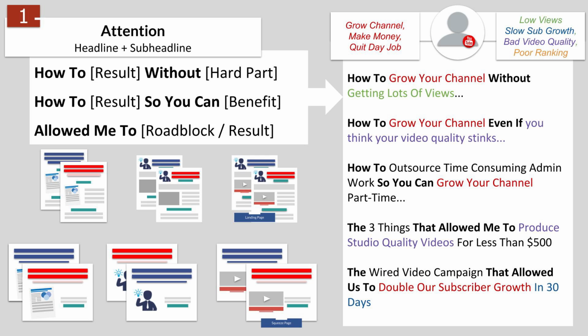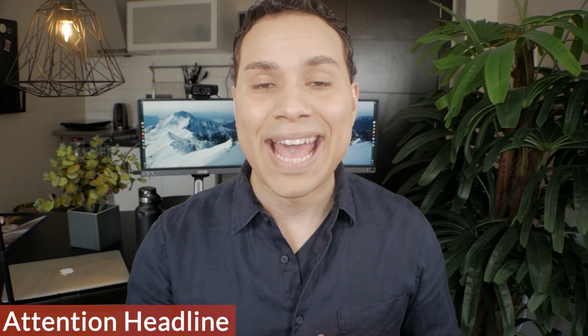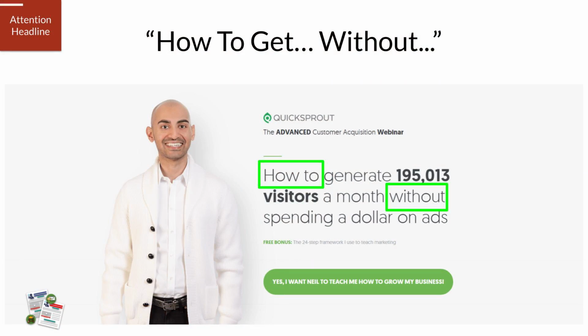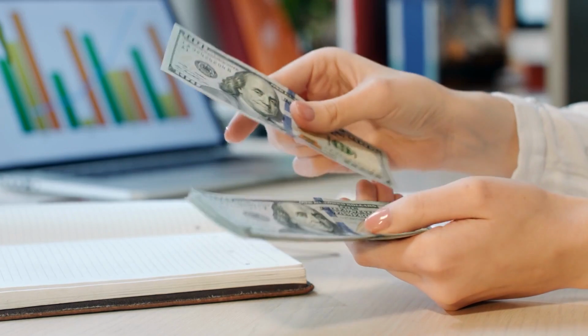So something that's really powerful with these headlines is using your own results as proof of what you are stating. A great example of this comes from Neil Patel, where he uses the how-to formula to promote one of his webinars. So he uses how to generate 195,000 visitors a month without spending a dollar on ads. So he's using a very specific result, especially when you have numbers involved. If you can get very specific with the numbers, it's going to be a lot more believable. And then he's removing something that a lot of people think they would have to do in order to get that much traffic, which is spend money on ads.